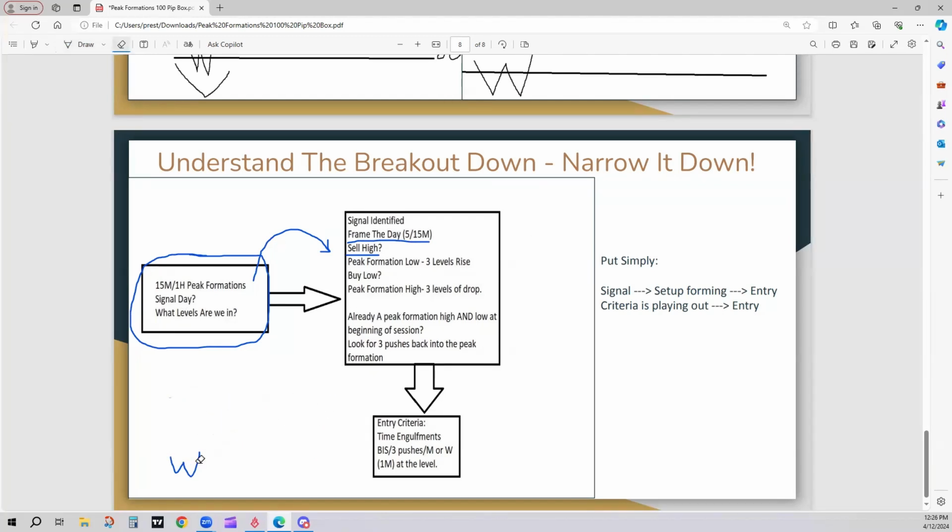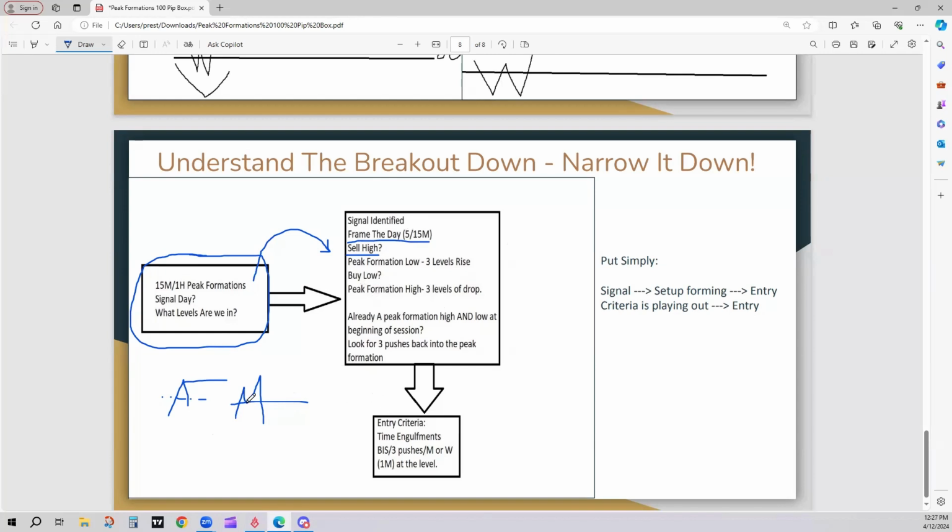Once I've identified the day and I've said, okay, there's a peak formation starting to form, or there's a peak formation that is already formed, I can look at the 100 pip box. Where is this peak formation forming? What level? That might give me my strike zone. I'm starting to narrow it down further and further. We're getting closer and closer to the entry. But if we don't have all the steps leading up to it, then I don't have a setup. You can have signals from here until Timbuktu, but if you don't have the setup actually presenting the way that it's supposed to, then you don't have a trade.